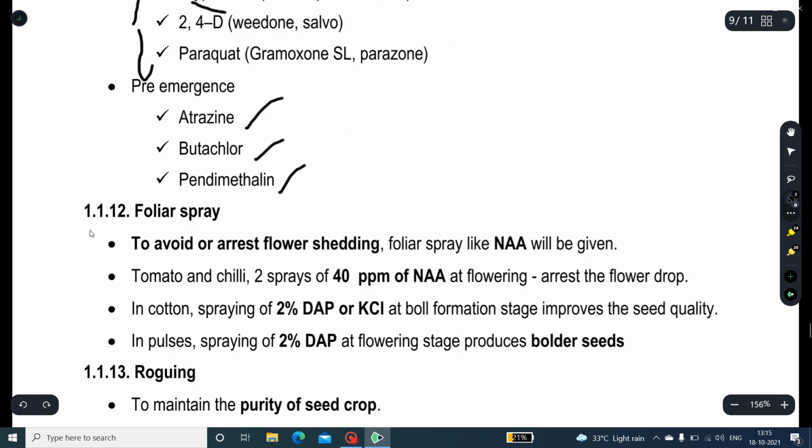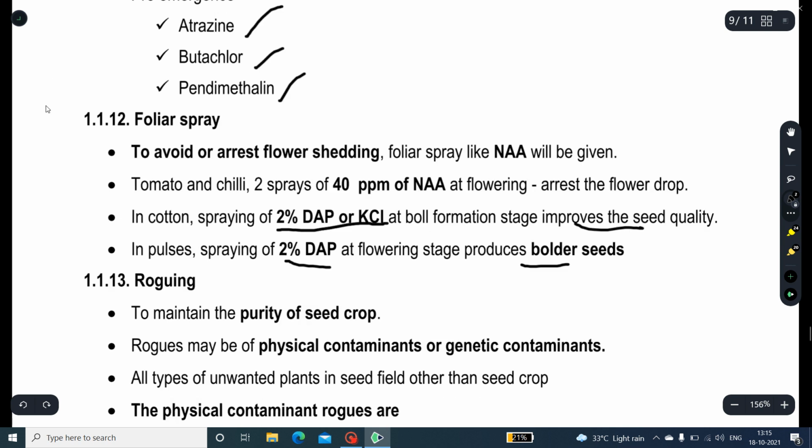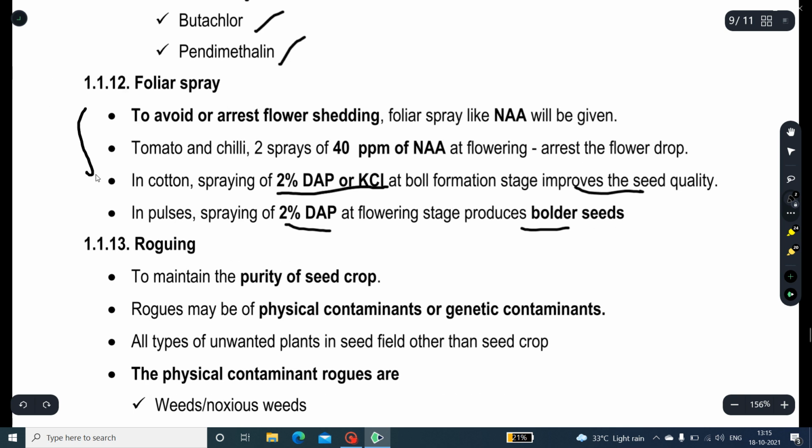And the next one is foliar spray. Mostly to arrest or avoid flower shedding, foliar spray like NAA will be given to the seed field. For example, in case of tomato and chili, two sprays of 40 ppm of NAA at flowering will arrest the flower drop. In case of cotton, spraying of 2% DAP or KCl at boll formation stage improves seed quality. In case of pulses, 2% DAP leads to bolder seeds. So mostly it is given as foliar spray.